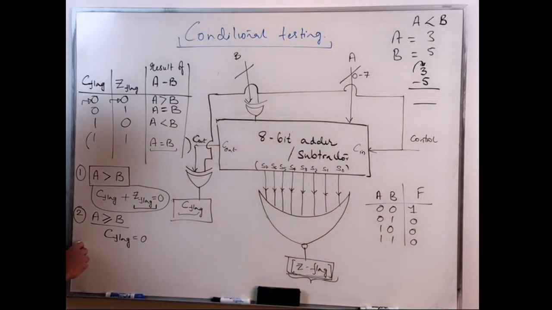Alright. So for the third condition, for A to be strictly less than B, any ideas on what we should do?